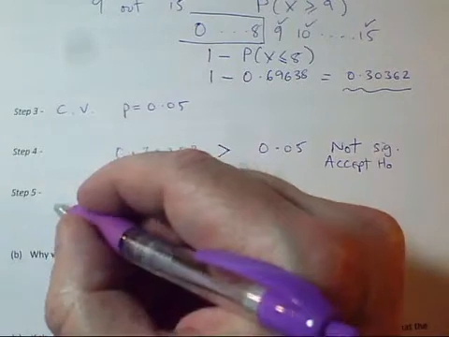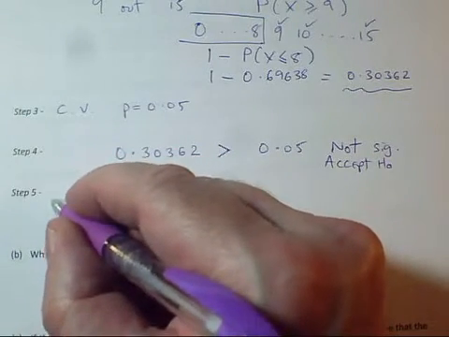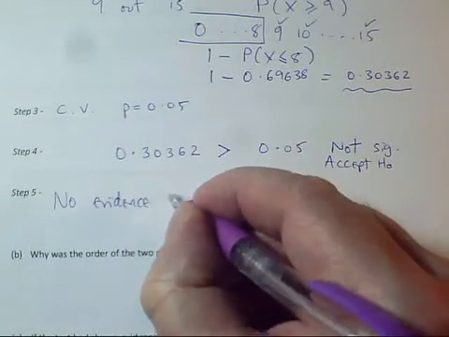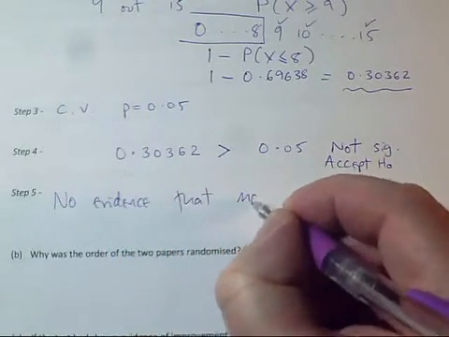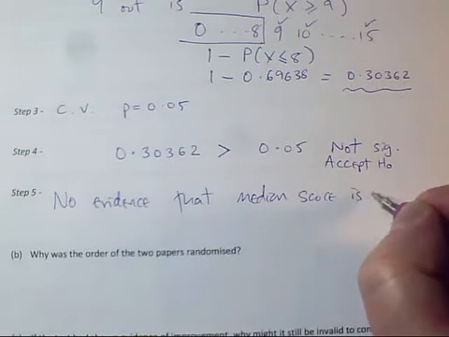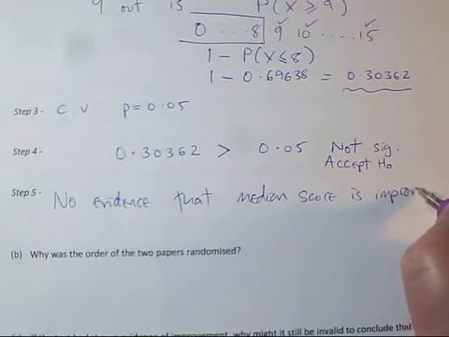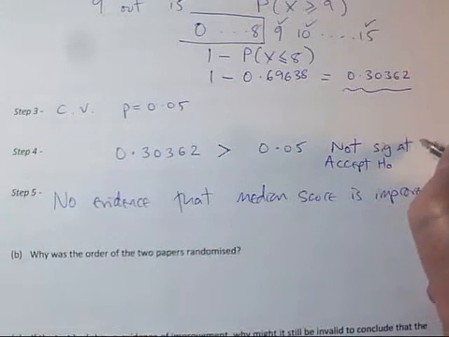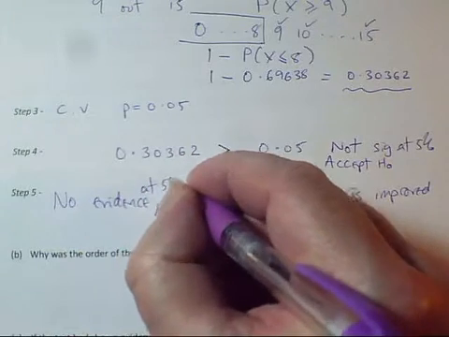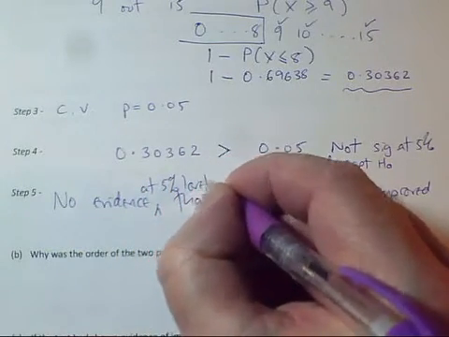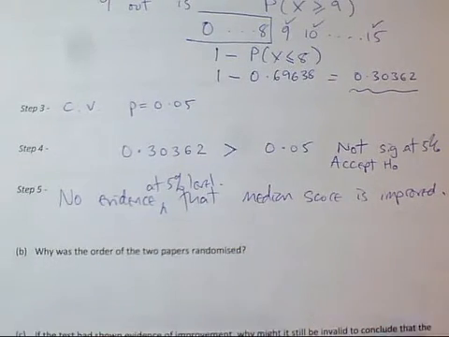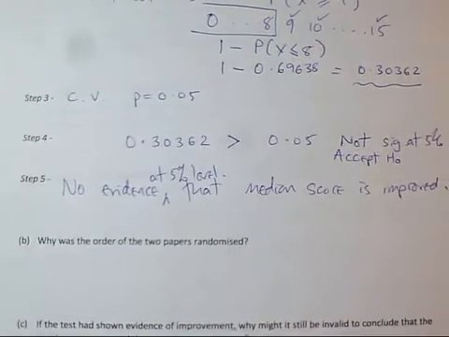And because I'm accepting H0, my conclusion in context is that there is no evidence that the median score is improved. Oh, and I should state, yes, definitely I should say at the 5% level here. So I've interpreted in context. Okay. All right, but we're not done on the question because there are a few follow-up questions.